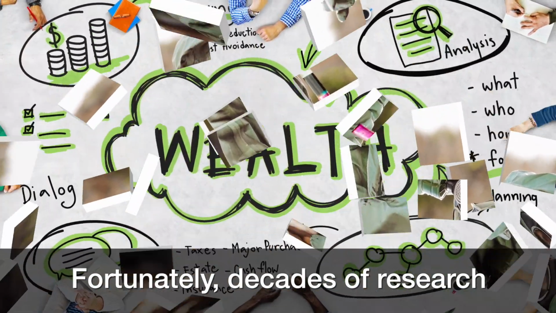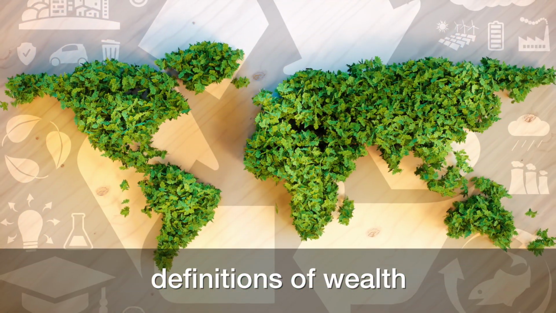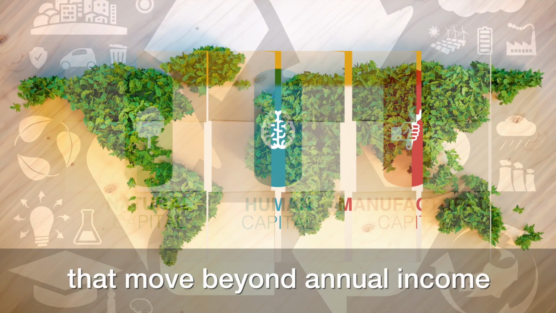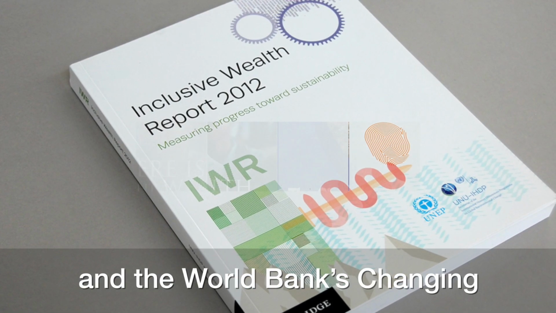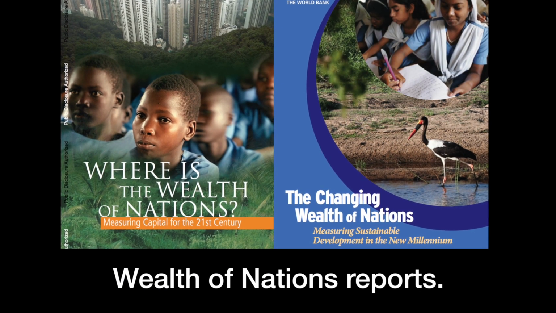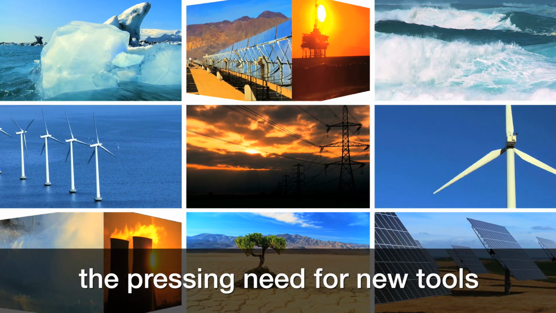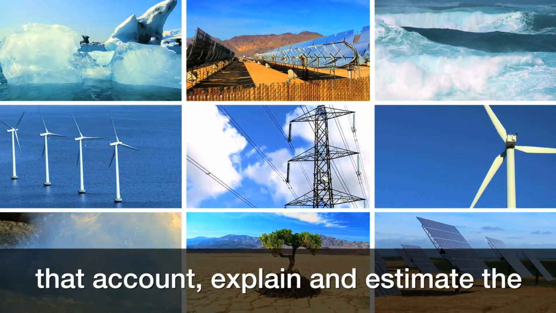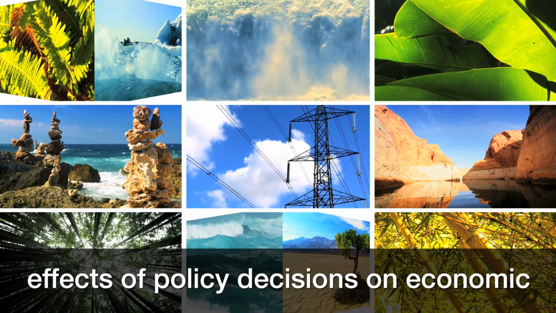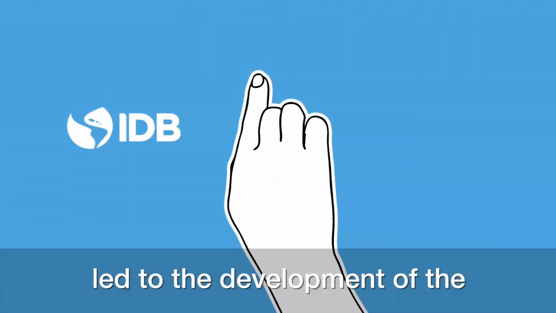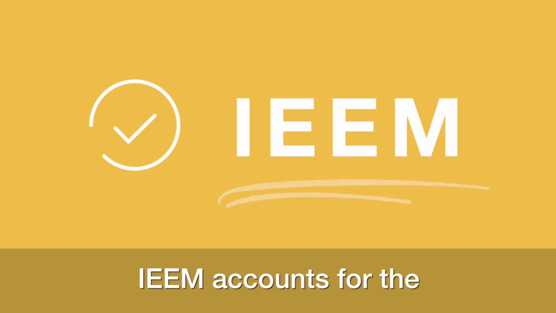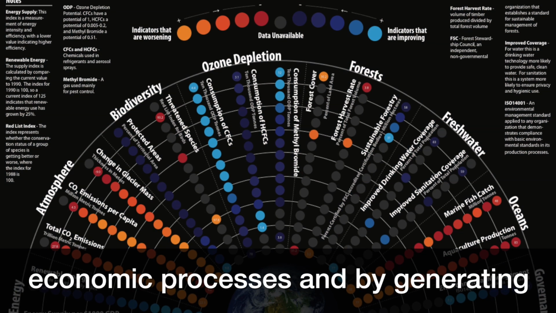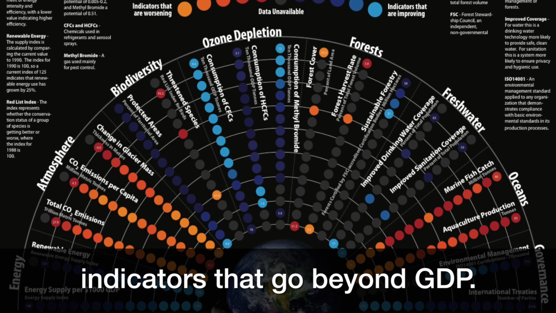Fortunately, decades of research on wealth accounting produced more comprehensive definitions of wealth that move beyond annual income flows and GDP, such as those reflected in the 2012 UN Inclusive Wealth and the World Bank's Changing Wealth of Nations reports. By 2015, the pressing need for new tools that account, explain, and estimate the effects of policy decisions on economic and environmental interactions led to the development of the Integrated Economic Environmental Modeling Platform. EEM accounts for the invisibility of nature by representing the quantity and value of natural resources used in economic processes and by generating indicators that go beyond GDP.